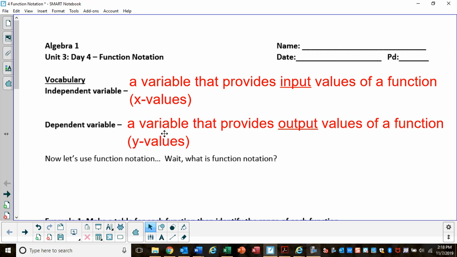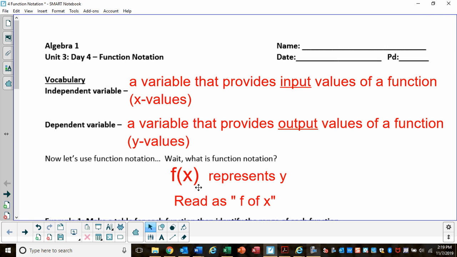Now let's use function notation, which is just another fancy way of writing part of an equation for a function. So function notation is right here, f of x, an f and then an x in parentheses. What this is representing is the output value. So when you see f of x, that is your y value, okay? It represents our y, and we read it as f of x, okay?